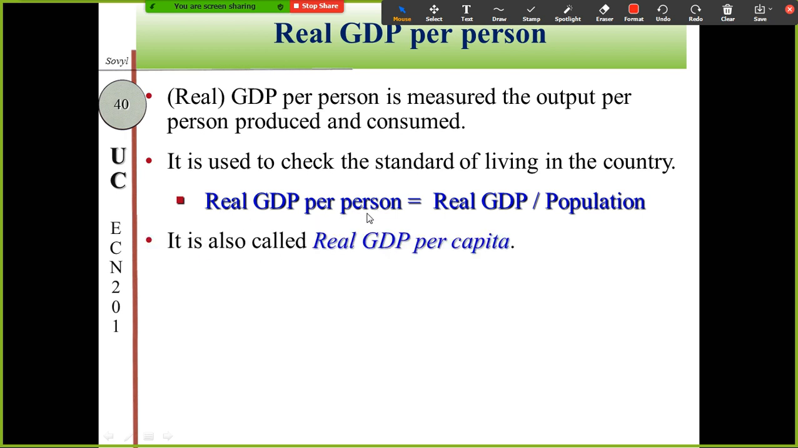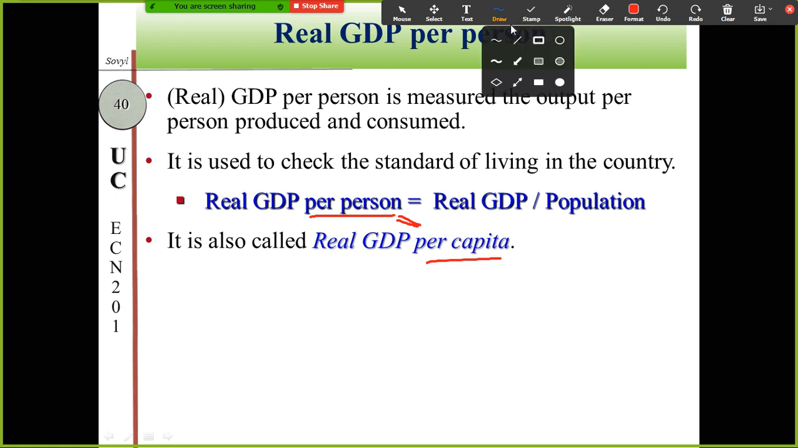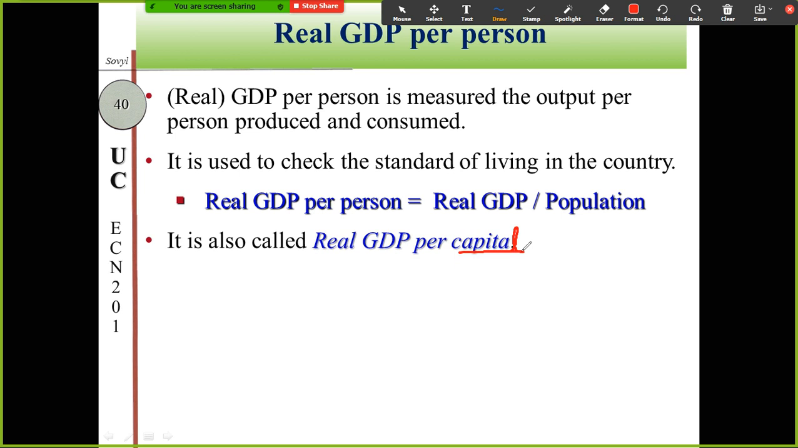Real GDP per person is also called real GDP per capita. Per person and per capita are the same. Some students thought they needed to put an L to make it "capital" and say real GDP per capital, but there is no real GDP per capital.